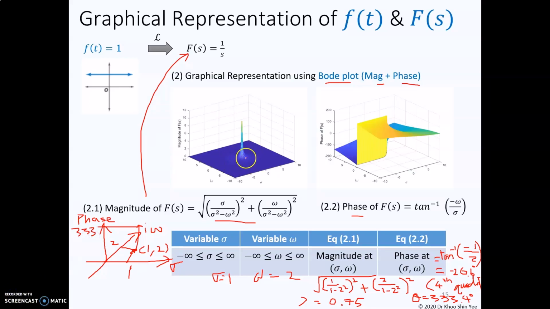So if you continue to find the point for all the S-plane here, then you can form the magnitude plot like this, and also the phase plot like this. So you see that in the phase plot you have negative values. Let's say you have the phase equal to negative 20 degrees. In fact, negative 20 degrees is just the same as 340 degrees.